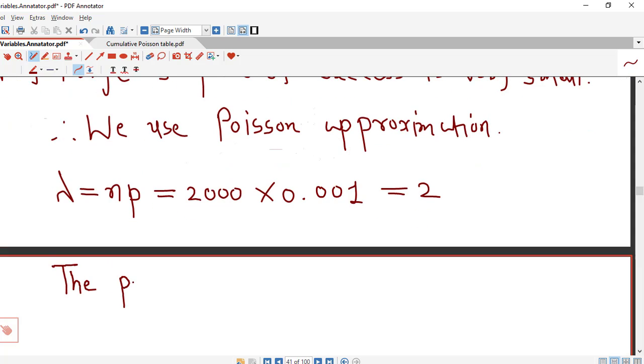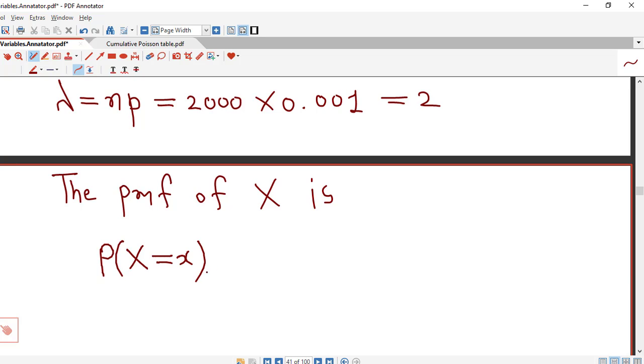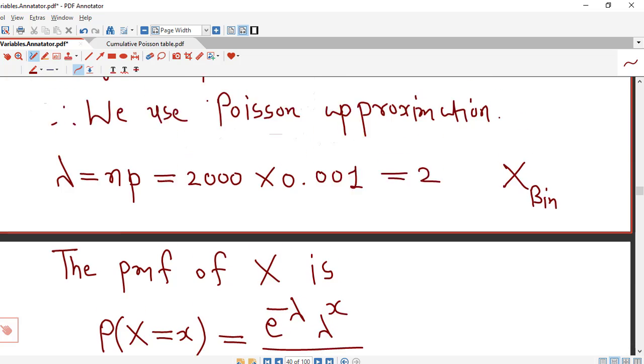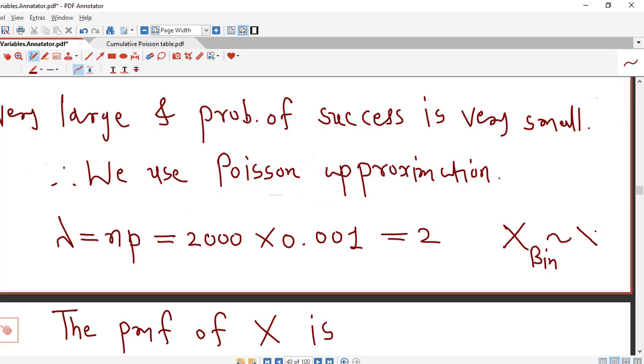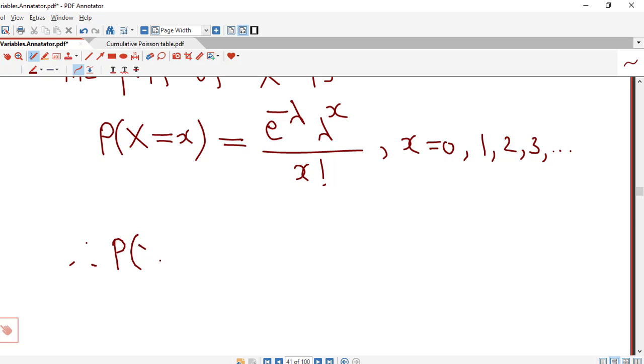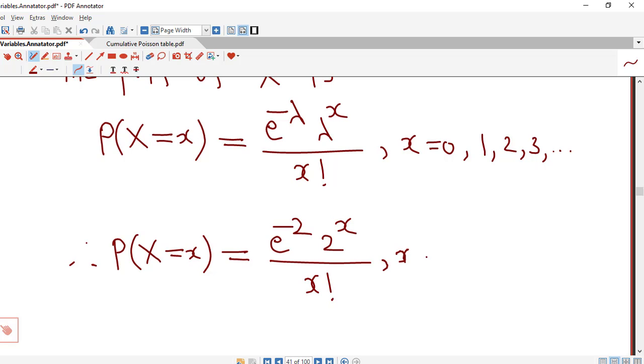So therefore the probability mass function of random variable x, probability that capital X equal to small x equal to, we are using probability mass function of Poisson random variable. Okay, here our random variable x is binomial random variable, but because number of individuals is very large and probability of success is very small, we are approximating binomial random variable with Poisson random variable. So we are using probability mass function of Poisson random variable with lambda equal to n into p. Here x can take values starting from 0, 1 to 3 and so on. So therefore probability that capital X equal to small x equal to e raised to minus 2, 2 raised to x over x factorial. X can take the values 0, 1, 2, 3 and so on.